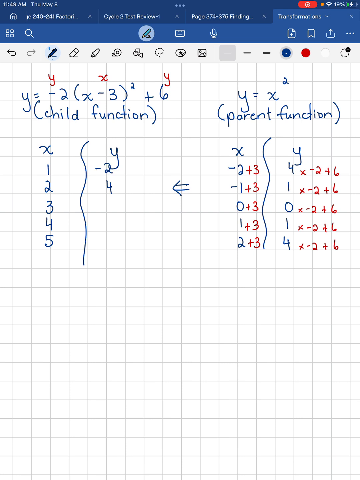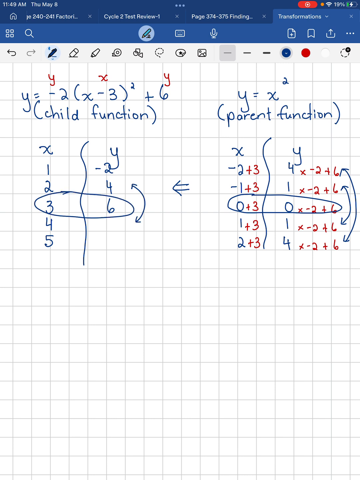0 times -2 is 0. 0 plus 6 is 6. And then because this is your vertex, and these values match, and these values match, the same applies over here. So your vertex is the third value down.